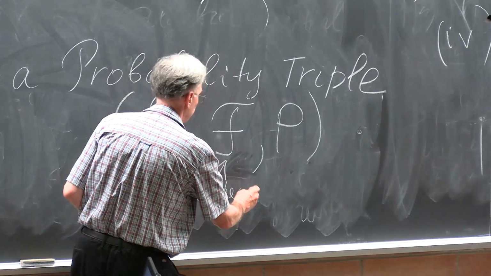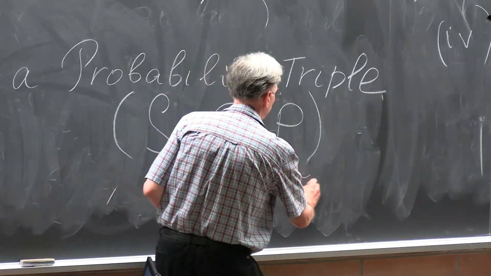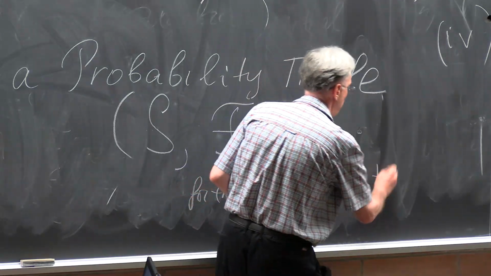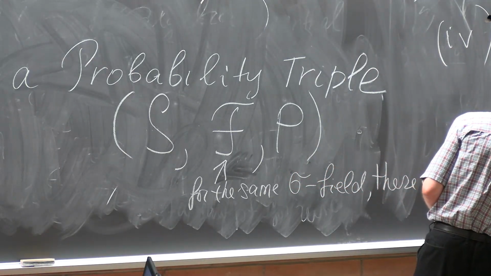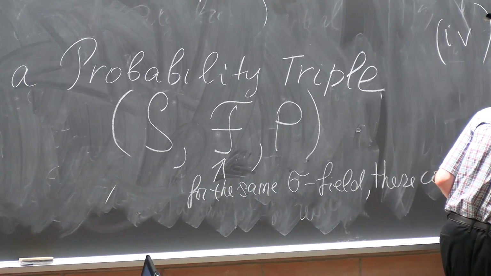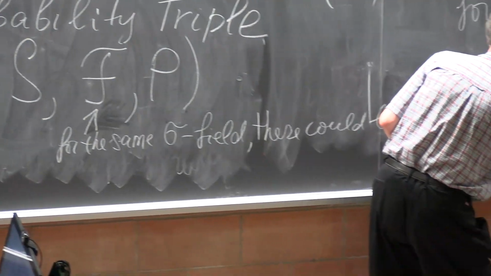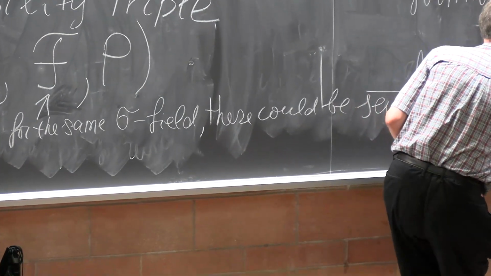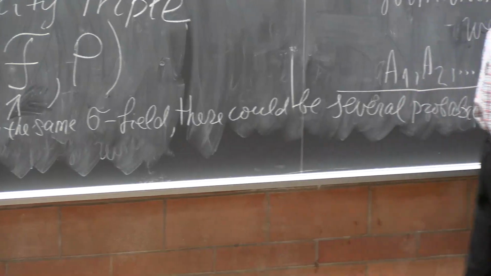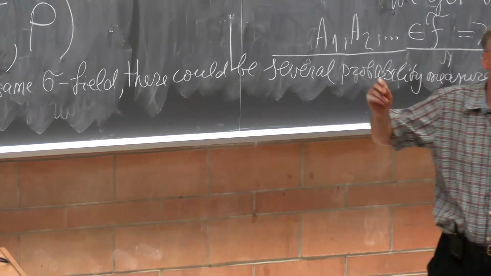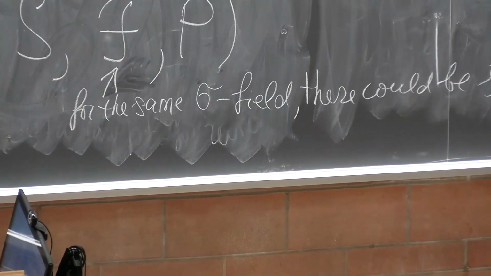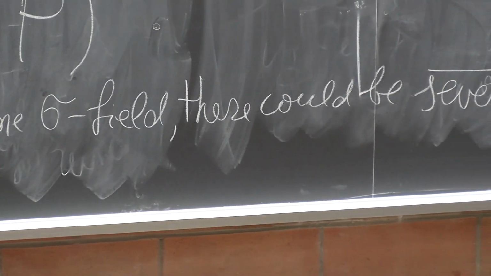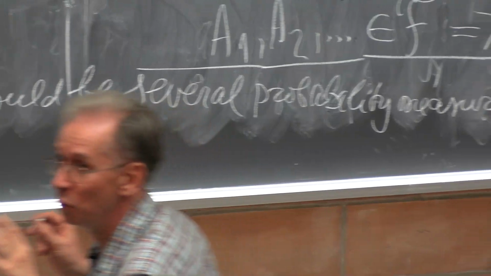We ought to come up with this triple, and I should comment that for the same sigma field, there could be several probability measures. Therefore, the sigma field is primary as compared to the probability measure. Is this clear? And more information is given in the notes, but it's time for us to finish.